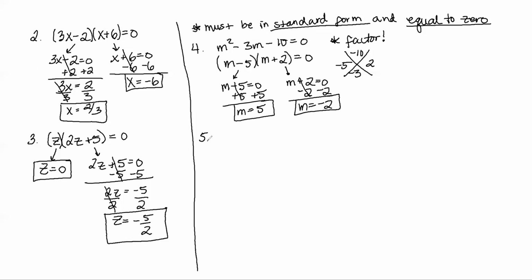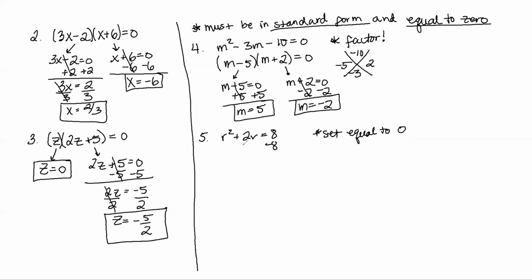Let's try another one that's pretty similar to that in terms of factoring anyway. This next one is r squared plus 2r equals 8. First thing you should notice here is that it's not equal to 0. So first thing we want to do is set equal to 0. And that just means take any terms that you have on the right, move them over to the left.